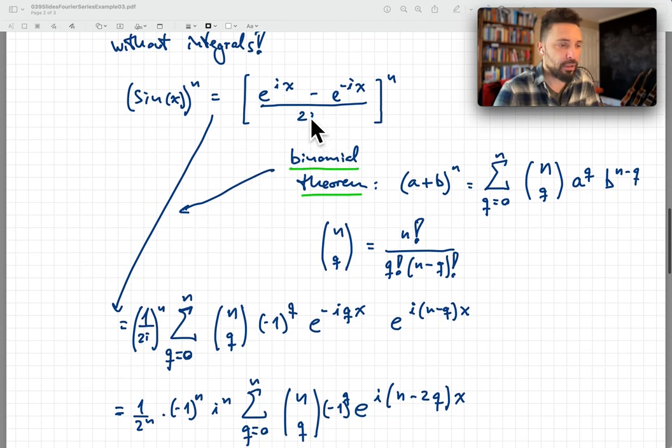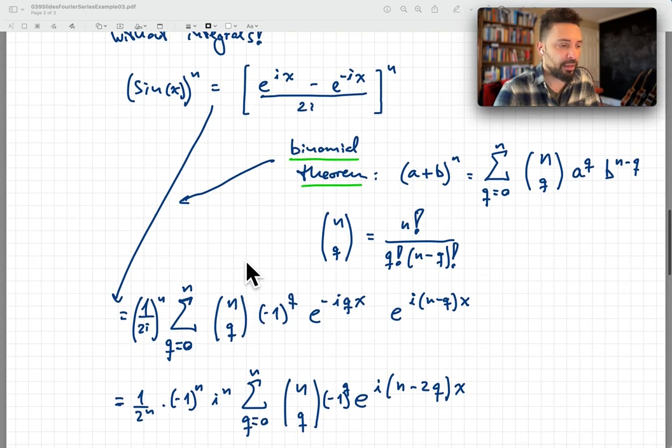Now we have a 2i to the nth power here in the denominator, so we're just going to pull that out of the sum right away. This is 1 over 2i to the nth power. And now we have this sum, and we have to choose what's a and what's b here. We're going to take this guy to be a with a minus sign. That's going to be our a, and b is going to be our e to the ix.